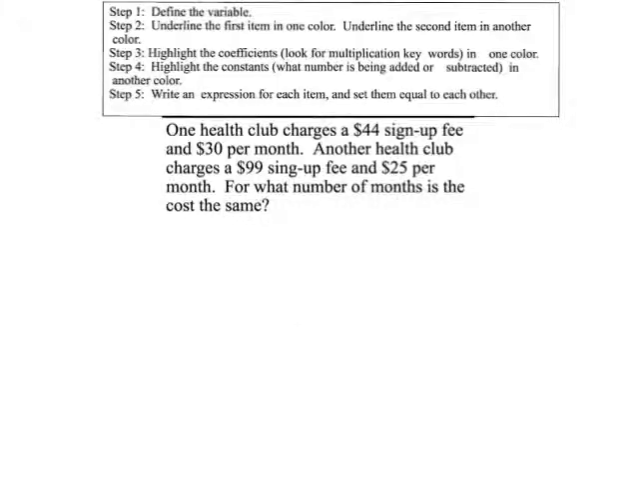Okay, our first example. One health club charges a $44 sign-up fee and $30 per month. Another health club charges a $99 sign-up fee and $25 per month. For what number of months is the cost the same? This part here where it says the same, that's super important. Whenever you see a word problem and it says, when is it the same? That is your hint that you need to follow this method, and you're writing an equation that has the variable on both sides.